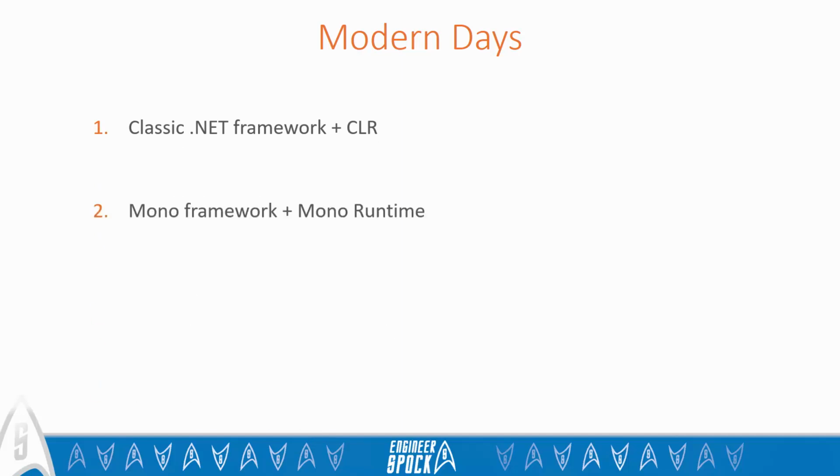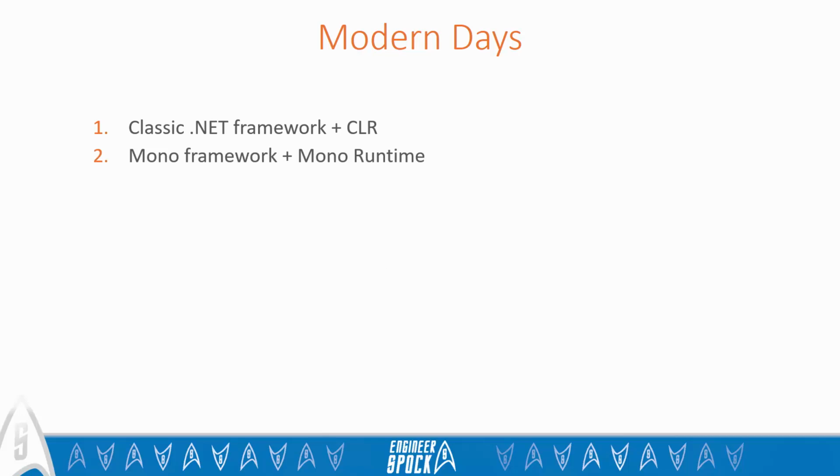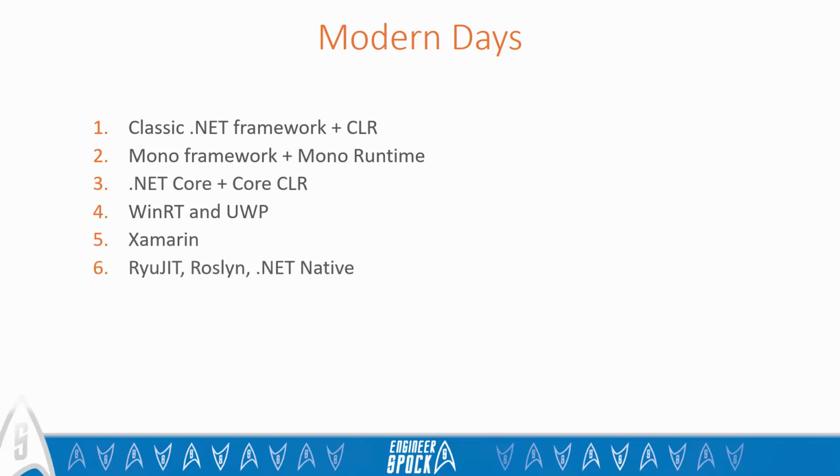Last year, a great number of technologies came up to the world of .NET. Nowadays, we have the classic .NET framework with CLR as a runtime, Mono with its own runtime, .NET Core with Core CLR, WinRT and UWP, Xamarin, a NuGet compiler RyuJit, .NET Native, new Roslyn compiler with OpenAPI, .NET Standard, PCL, NuGet-based project management. God's sake! It's so simple to get lost in that ocean of technologies.